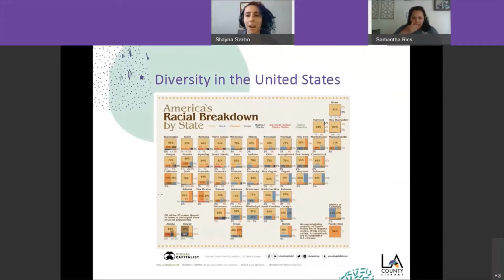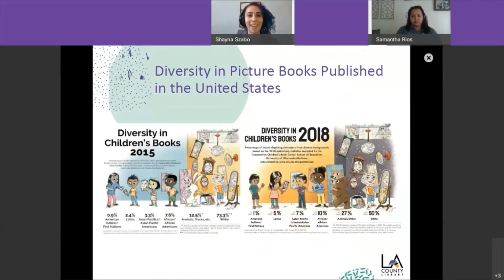Now let's look at how the books being published are broken down. All right, so we have diversity in children's books starting in 2015. Someone made this wonderful picture to represent it, and we're using those mirrors again, as we were talking about before, where some people see a lot of mirrors everywhere they look, and some people see the tiniest mirror of representation of themselves in picture books.